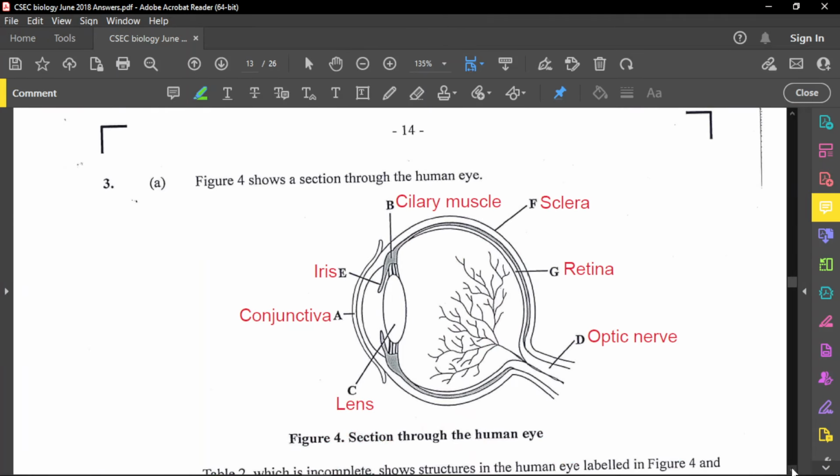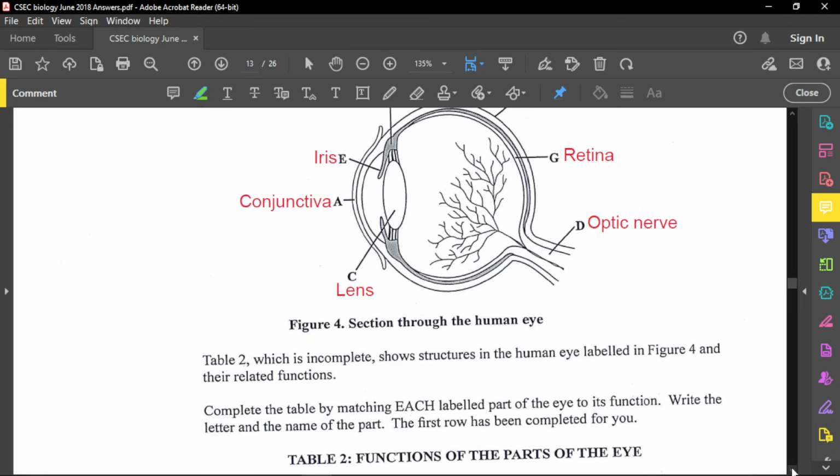Now, for question number 3, Figure 4 shows a section through the human eye, and we label all the different parts. That's what they actually asked us here. It says Table 2 is incomplete. It shows structures in the human eye labeled in Figure 4 and their related functions. Complete the table by matching each labeled part of the eye to its function. Write the letter and the name of the part. The first row has been completed for you.